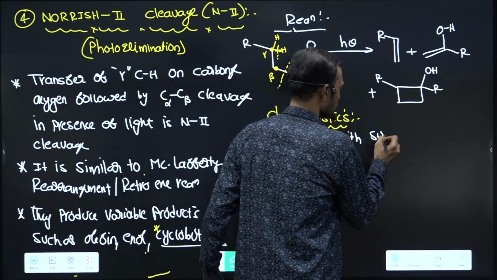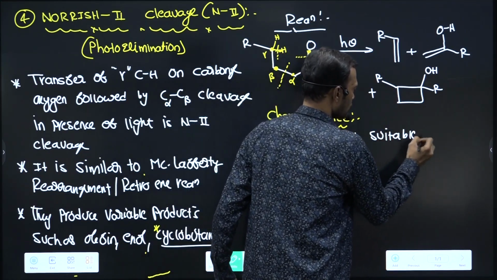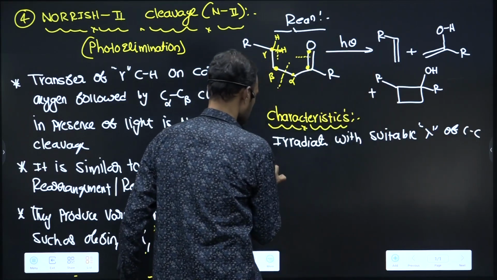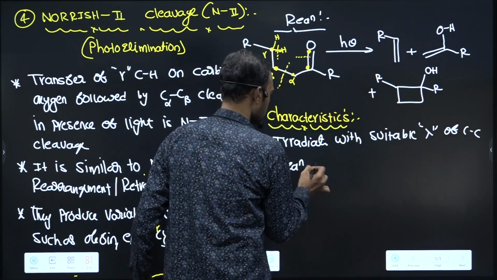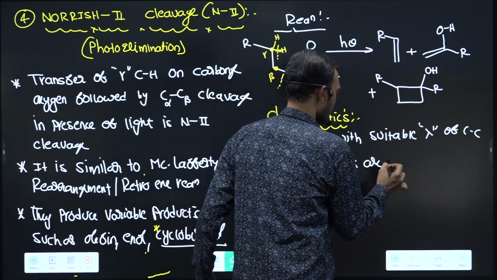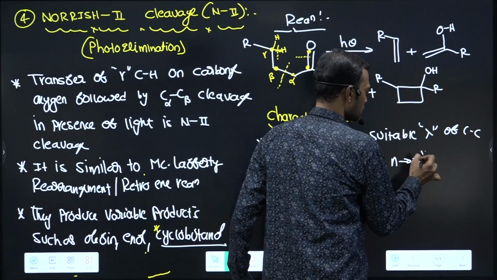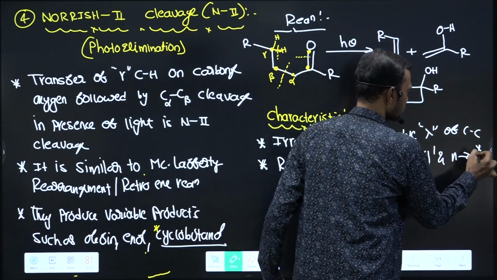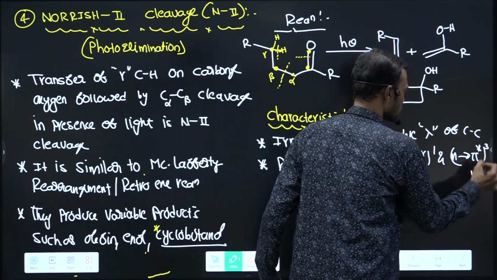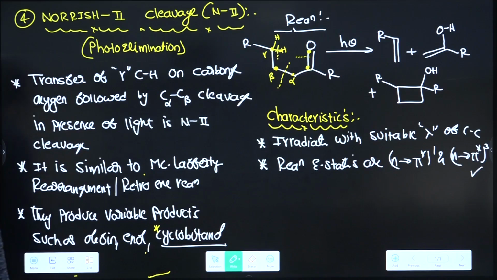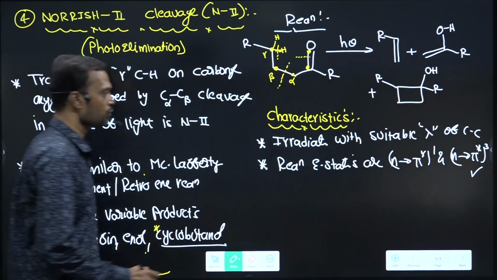Irradiate with suitable lambda of the carbonyl compound. Next, the reaction excited states are n-pi star singlet and n-pi star triplet. So triplet reactions are more effective as compared to singlet. Don't think singlet is not possible. Singlet is also possible, but triplet is more efficient.